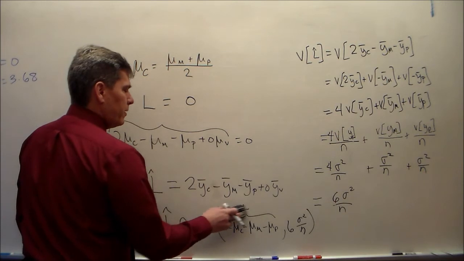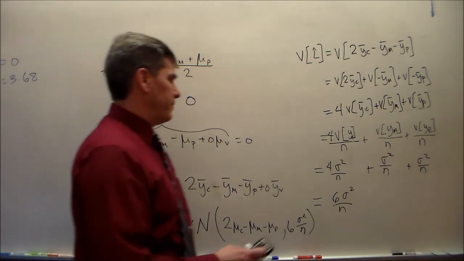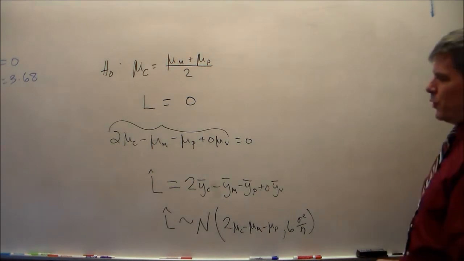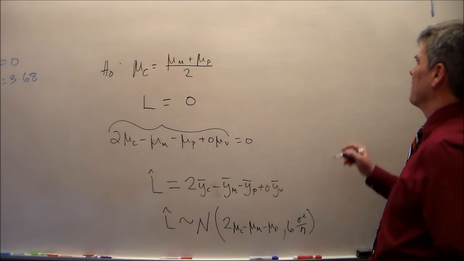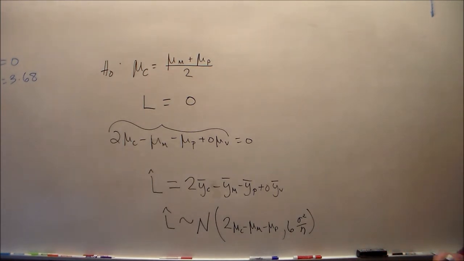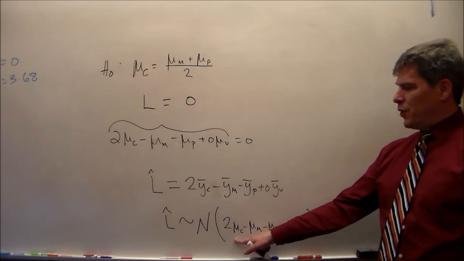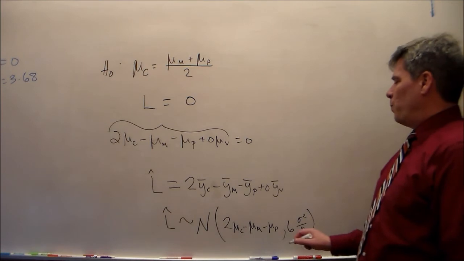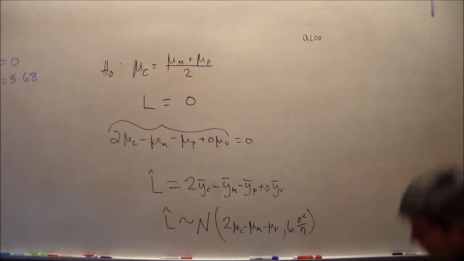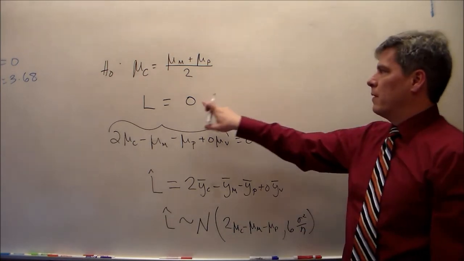So there is our distribution of L hat. Sure looks like a one sample t-test to me. Make sure you know where all those parts come from. They're pretty important. We don't know what mu sub c, mu sub m, and mu sub p are, but according to our null hypothesis, this first part is equal to what? Zero.